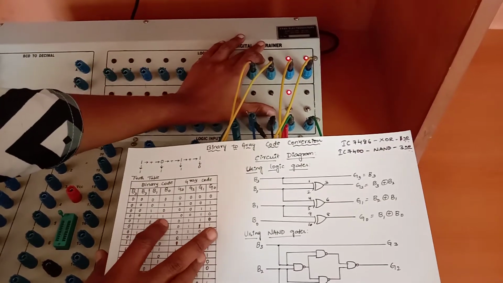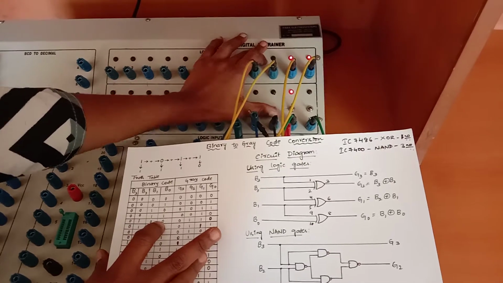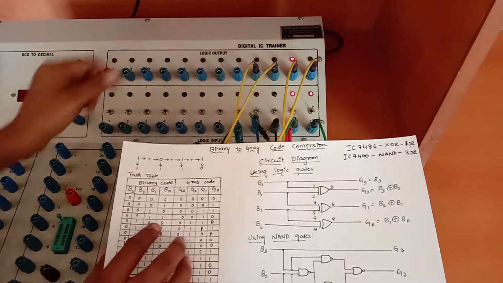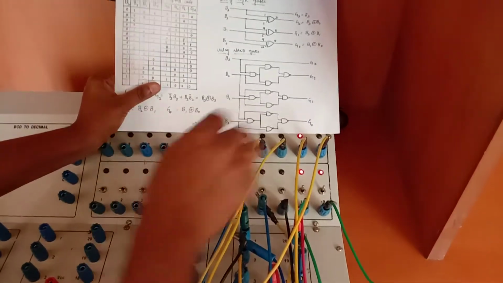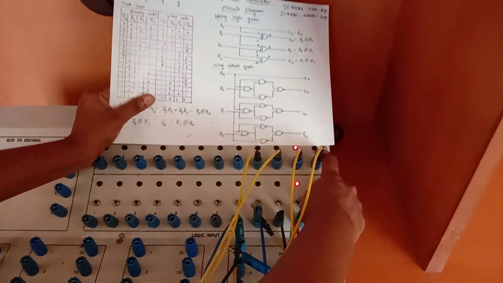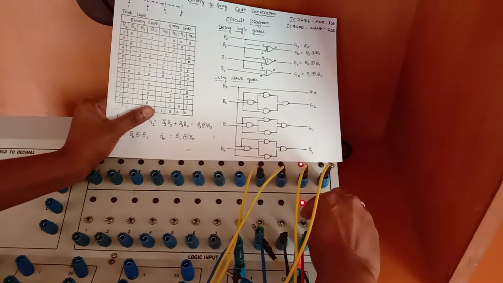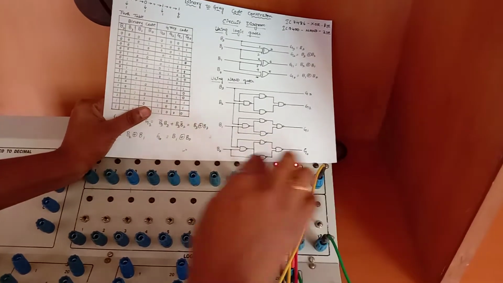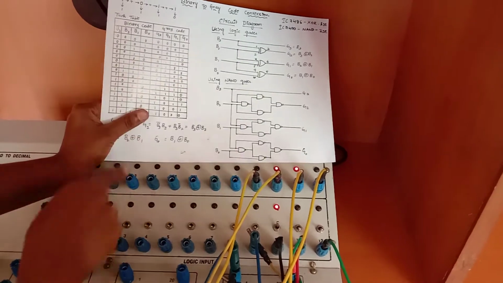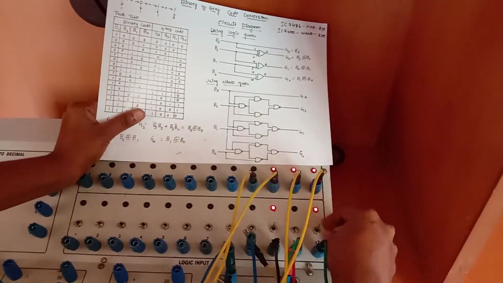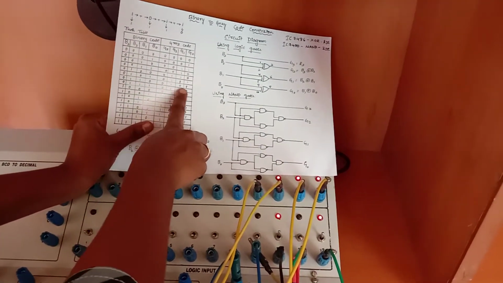And for the input 0 0 1 1, the output will be 0 0 1 0. You can observe it is 0 0 1 0. And for the input 0 1 0 0, the output will be 0 1 1 0. And for the input 0 1 0 1, you can observe the output is 0 1 1 1.